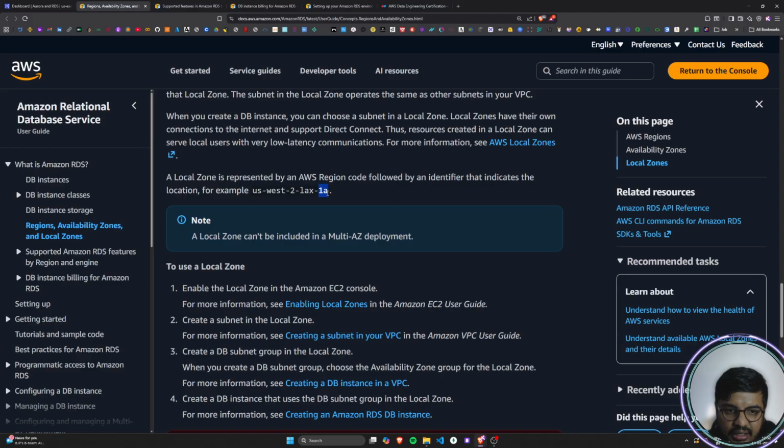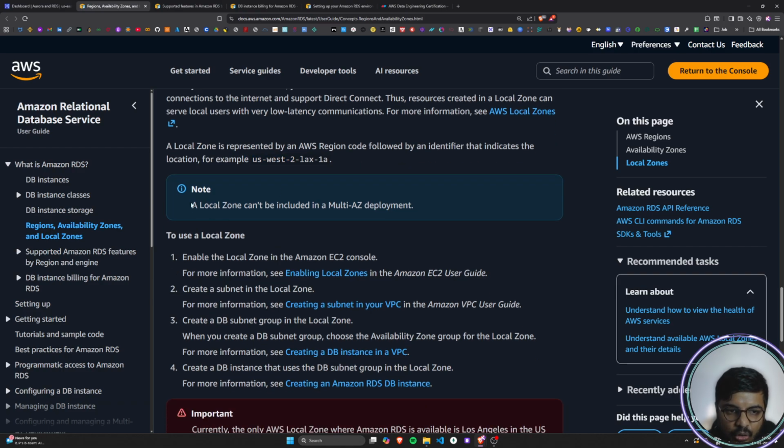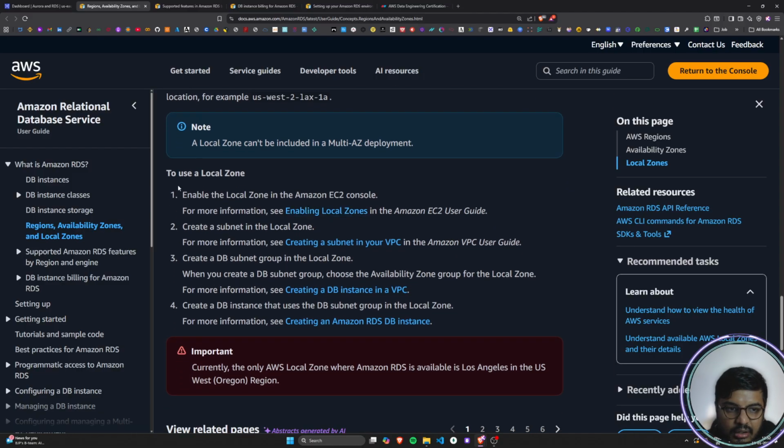And this is the availability zone. 1A is the availability zone of this particular region, that is US West 2. Note, a local zone cannot be included in a multi availability zone deployment. So to use a local zone, enable the local zone in your Amazon EC2 console. For more information, you can go on to this link.